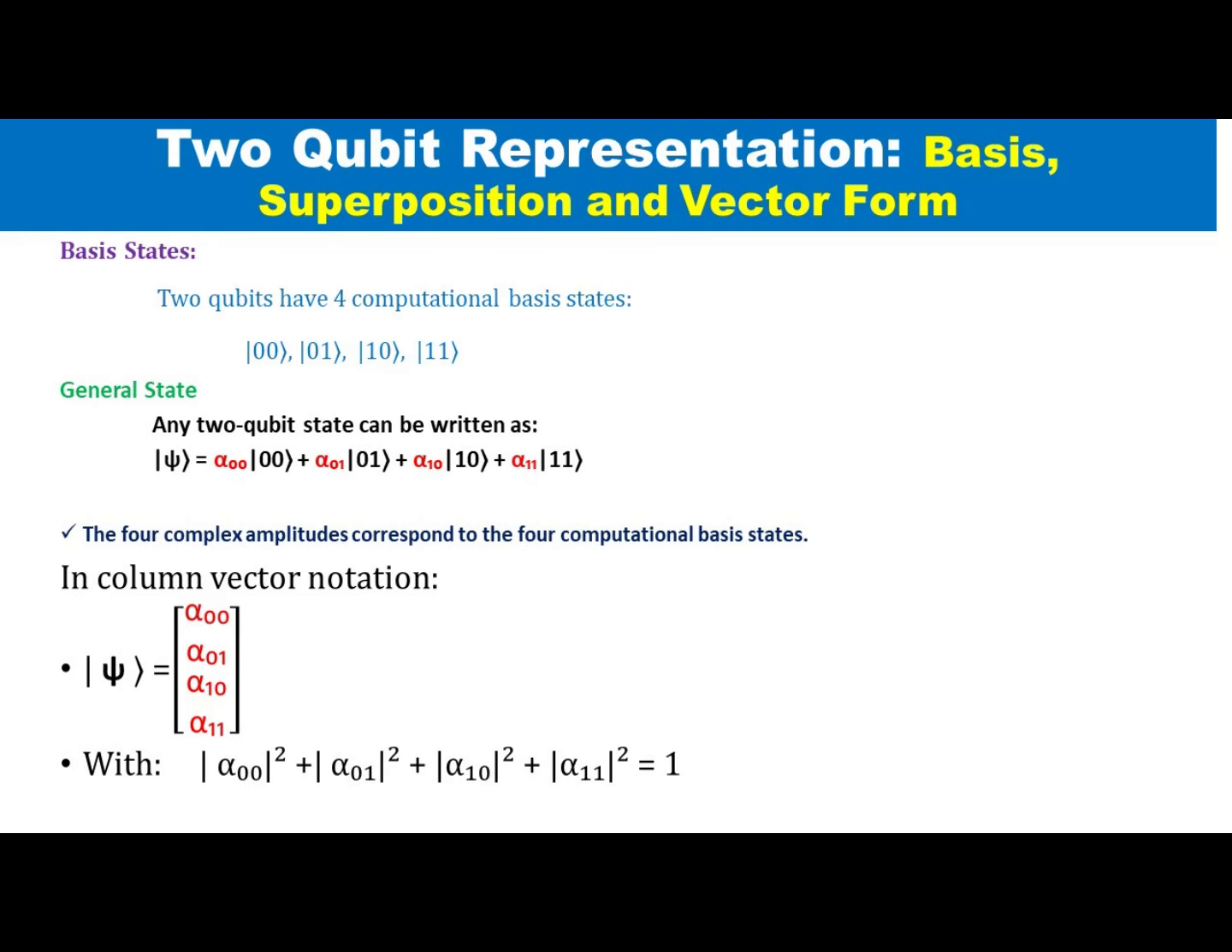The 4 alpha terms are the complex probability amplitudes corresponding to the 4 basis states. In column vector form, these 4 amplitudes are written as a 4-element state vector. The sum of the squared magnitudes of these amplitudes is equal to 1.